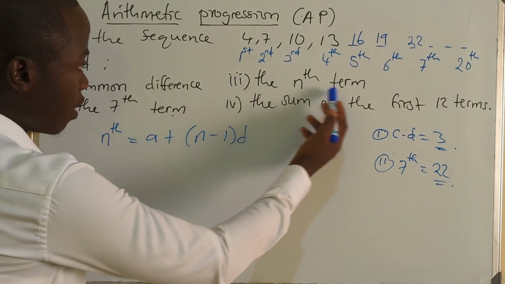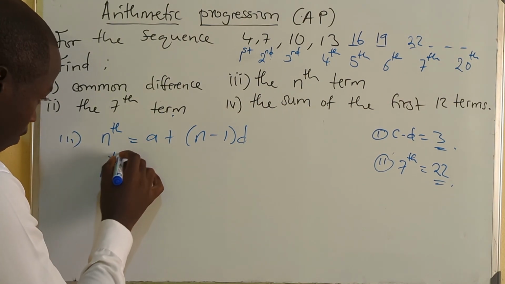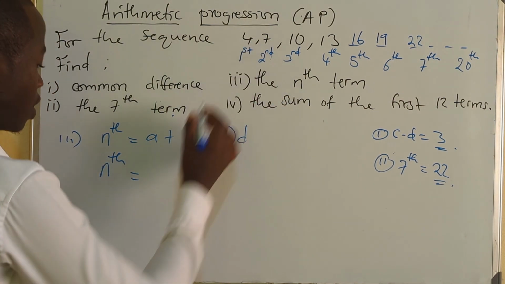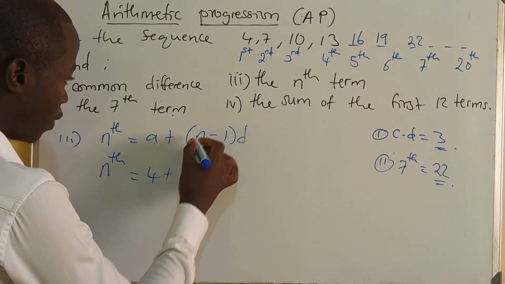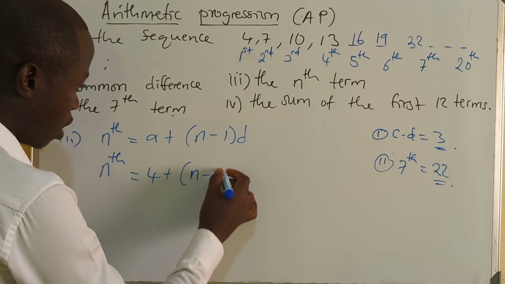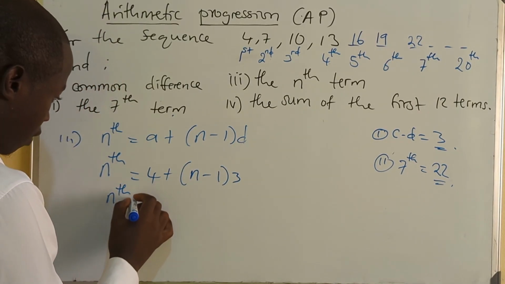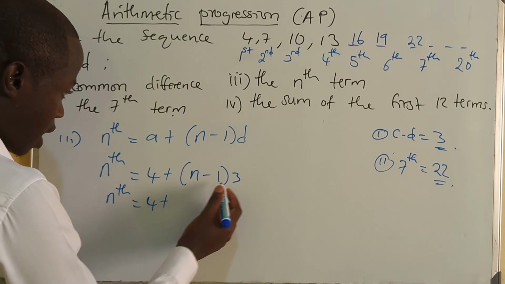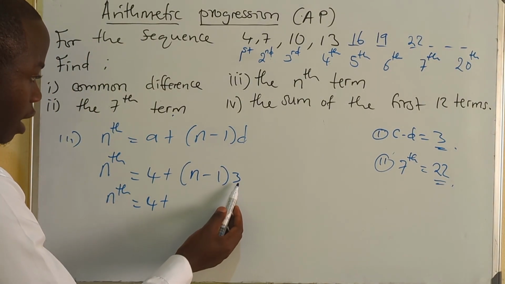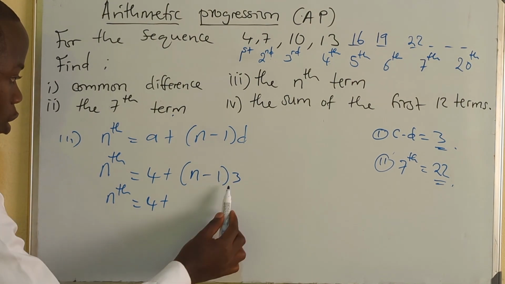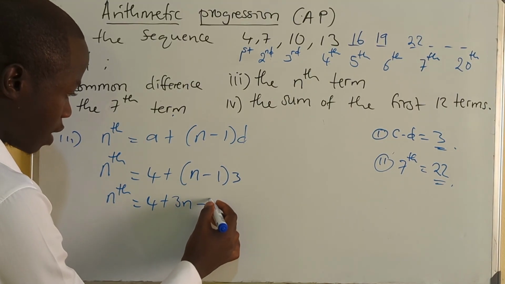So Roman numeral 3, to find the nth term, we are still applying the same formula. The nth term is equal to the first term, this is 4. As I said, a represents the first term. So this is 4 plus n minus 1 multiplied by the common difference, which is 3. Since we cannot subtract n minus 1, we can go direct by distributing the 3. So 3 multiplied by n is 3n. 3 multiplied by negative 1 is negative 3.